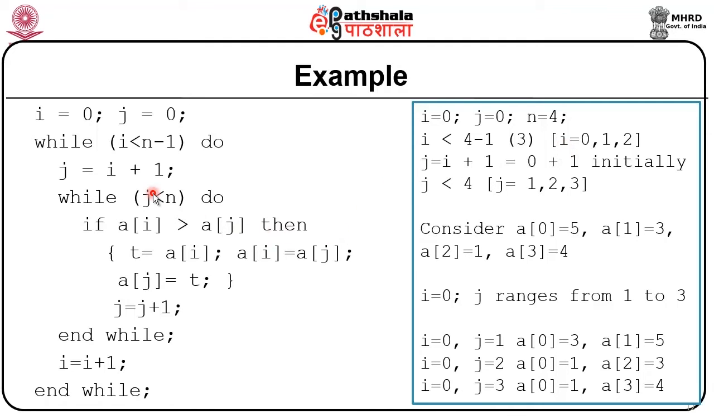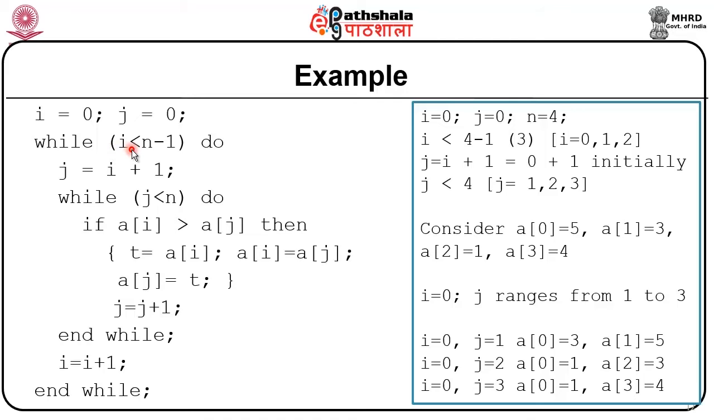I have the j loop which ranges from i plus 1 to j less than n, which is nothing but the initial value of j will be 1 and the final value of j will be 3. Initially the value set of j is 1, 2 and 3. Now let us see how this program segment works.